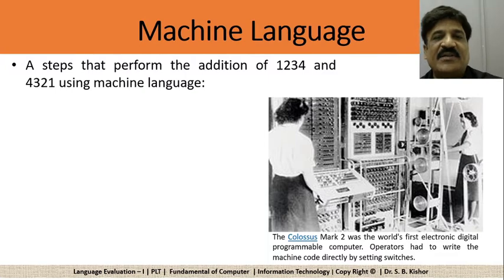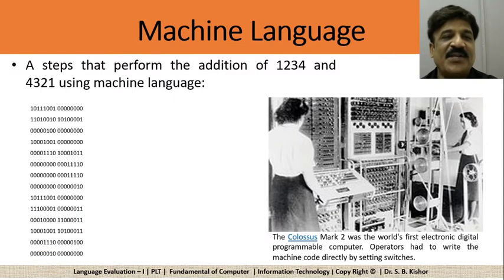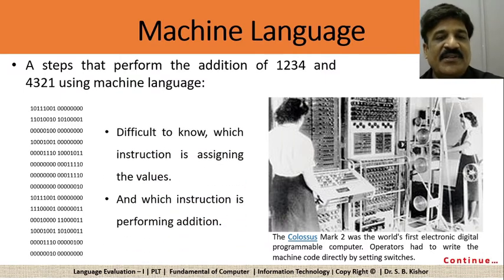If you want to find out the steps to perform the addition of, say, 1234 with 4321 using machine language, what kind of instructions and steps do you need to write in order to carry out this task? You need to write such a lengthy instruction set in order to perform the addition of these two numbers. Here we don't know which number is 1234, which number is 4321, and which instruction is performing the addition, because everything has been written in the form of 0 and 1. This Mark II computer has been used in order to solve this particular problem. So what is the drawback? It is difficult to know which instruction is assigning the values and which instruction is performing the addition.